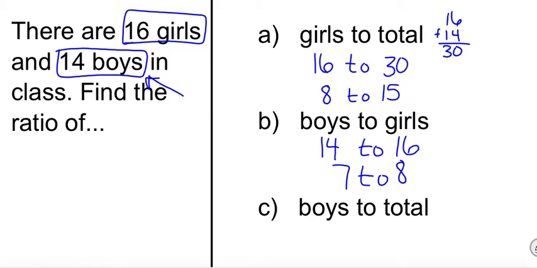Last but not least, my boys were 14, and my total was 30. Again, I have to reduce that. So if I take them both and reduce it by 2, I'll get 7 to 15. Give yourself a nice pat on the back if you got those answers.